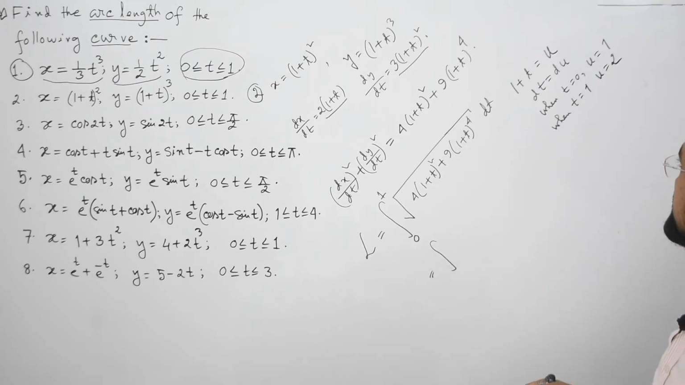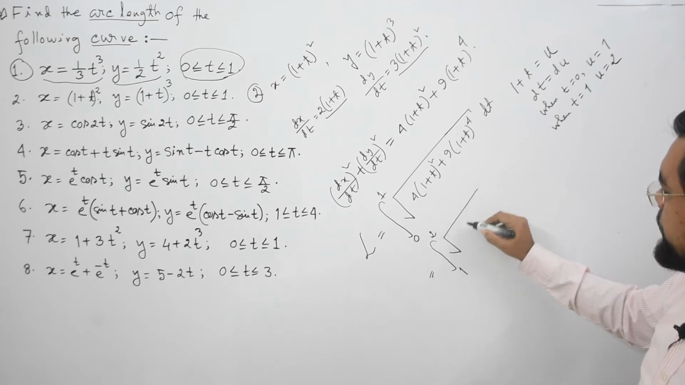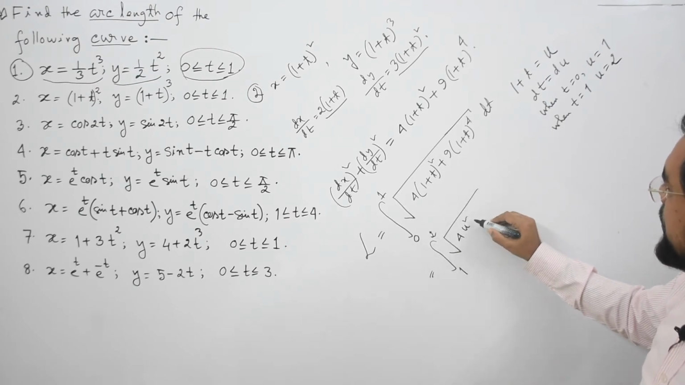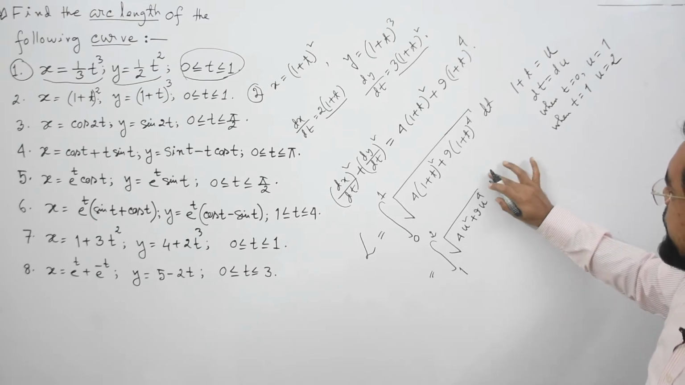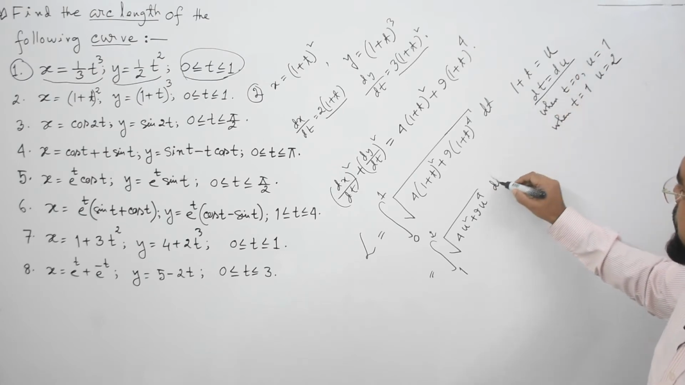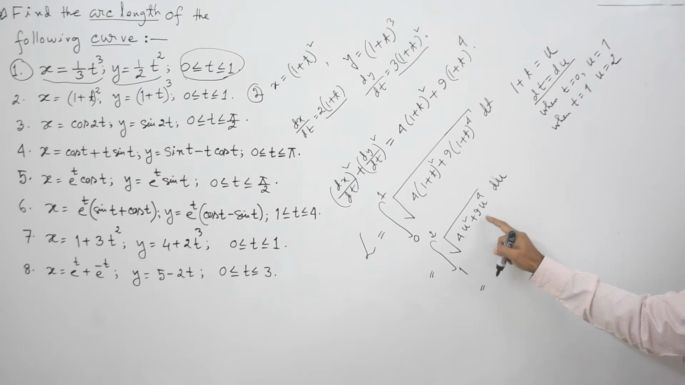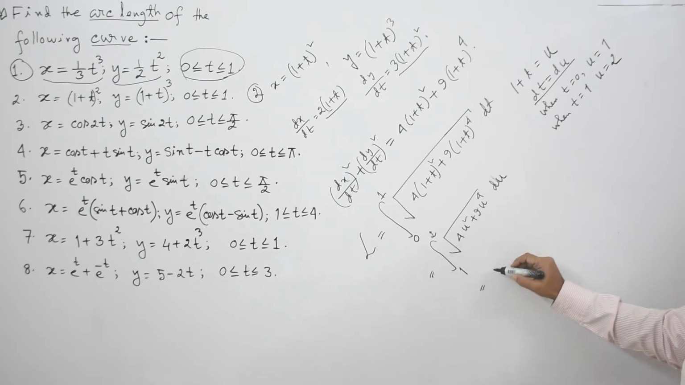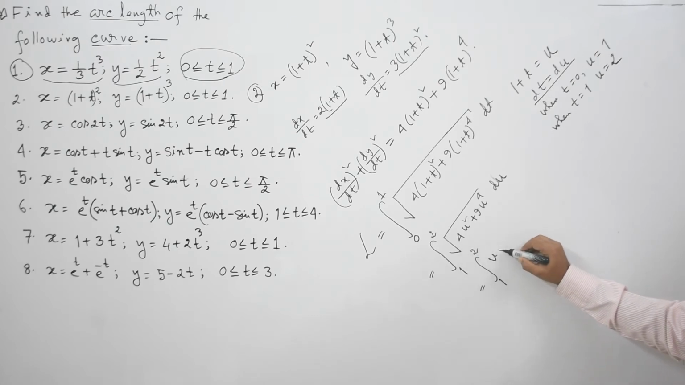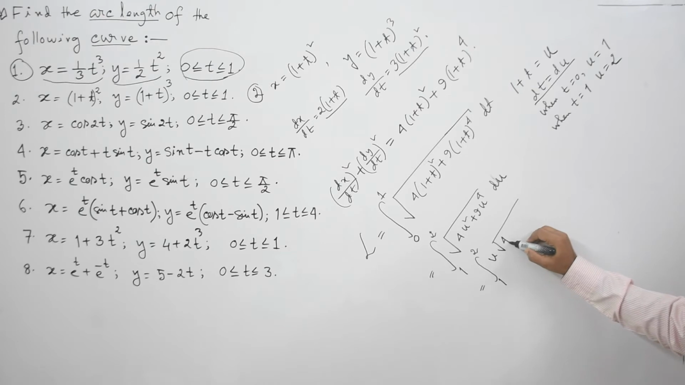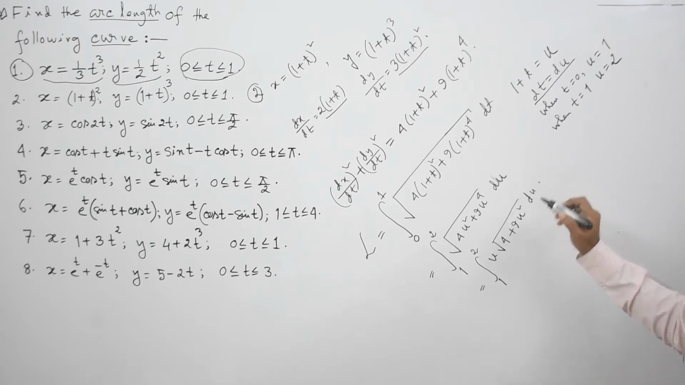So this integral becomes the integral from 1 to 2 of square root of 4u square plus 9u to the power 4 du, because dt equals du. Now we can take this u square out of the square root, so it will be u root of 4 plus 9u square du.